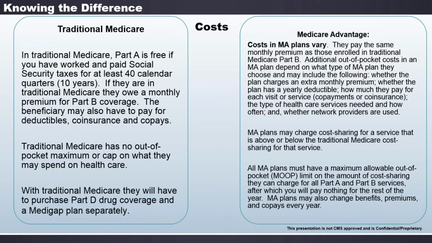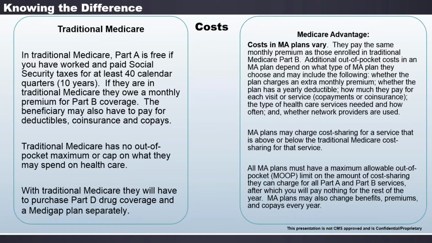And then the cost. With traditional Medicare Part A, it's free if you worked or paid Social Security taxes for at least 40 calendar quarters, which is 10 years. If they are on traditional Medicare, they owe a monthly premium for Part B coverage. So A usually doesn't cost them anything. B, usually they have a premium to pay. They may also have to pay deductibles and co-insurance on that. Traditional Medicare has no out-of-pocket maximum or cap, as I said. There's no stop loss. And with traditional Medicare, they have to purchase Part D if they want prescription coverage, or get Medigap plans set up separately.